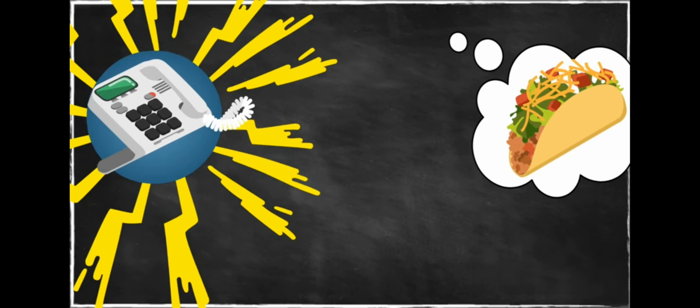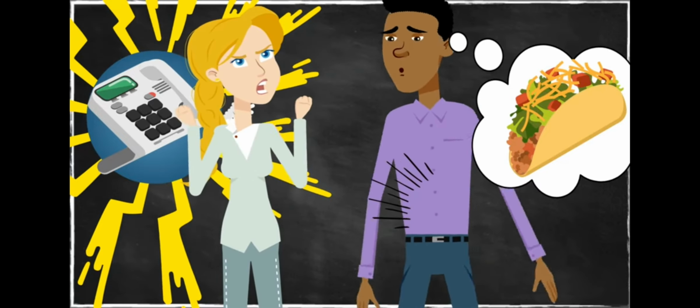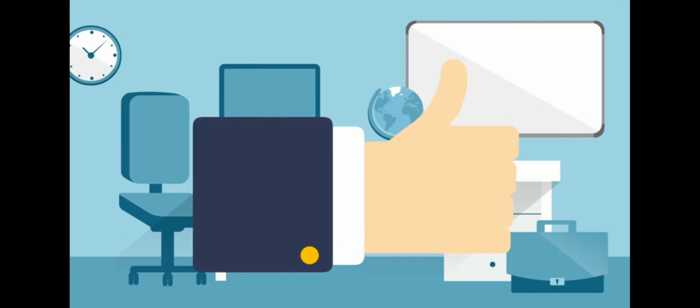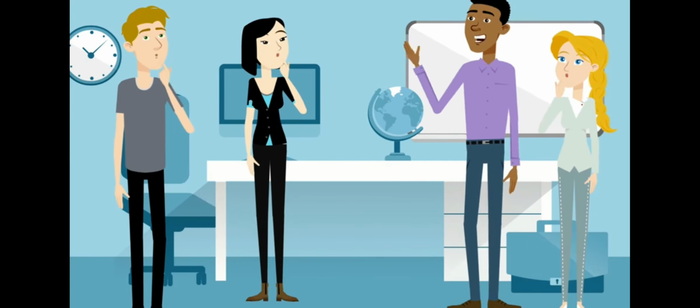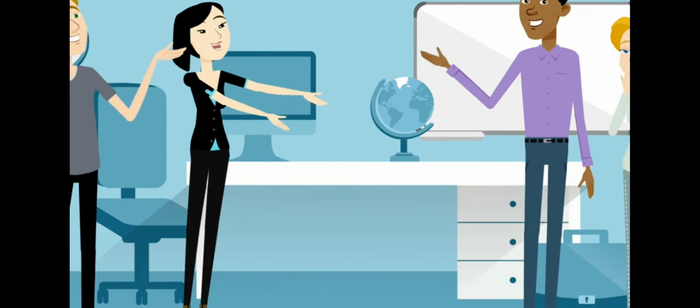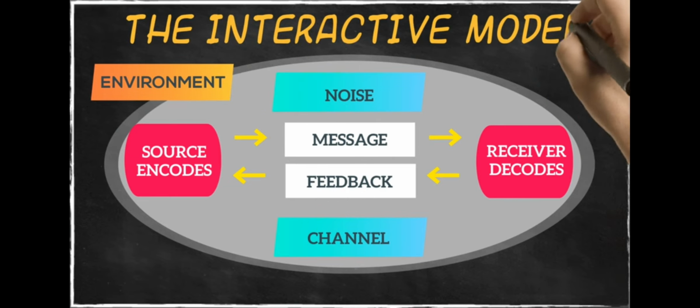It also recognizes that both physical and psychological noise play a large role in how we both encode and decode messages. While the linear model was an excellent start, scholars believed that this model was missing some very key elements. So, they created the interactive model of communication.